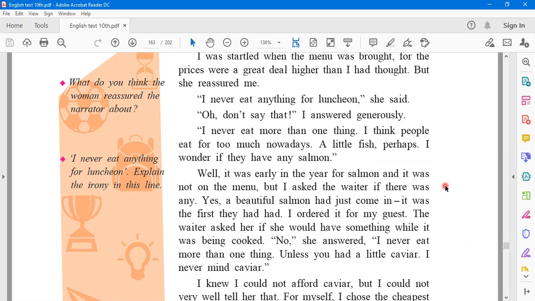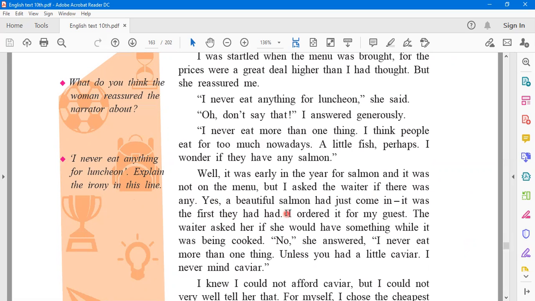But I asked the waiter. So the writer did not want to disappoint her, because she had passed that remark that I never eat more than one thing. She was a guest, and so the writer thought, why disappoint her now? Let me order whatever she wants. So he called for the waiter and asked if there was any. There was a salmon. Yes, a beautiful salmon had just come in. It was the first they had had.